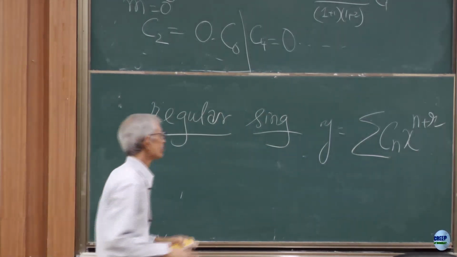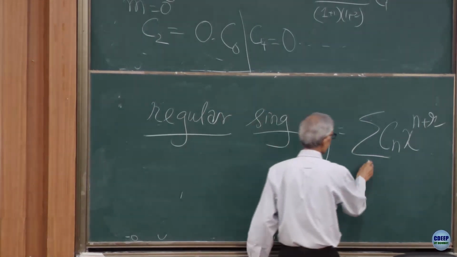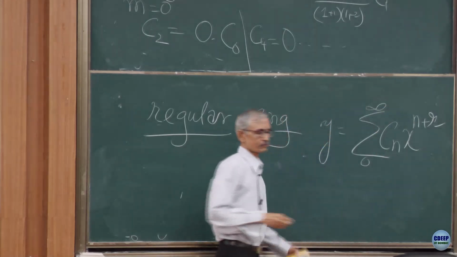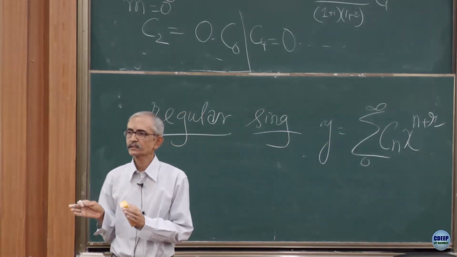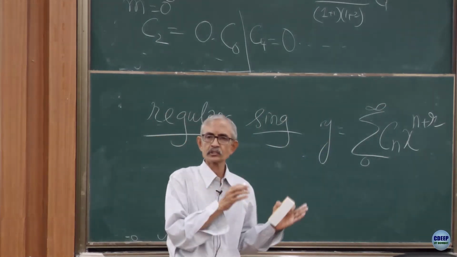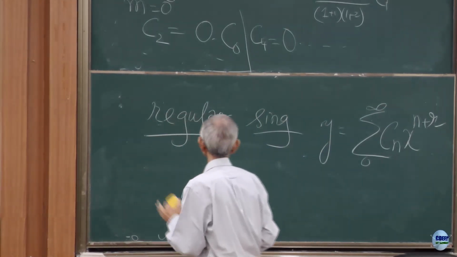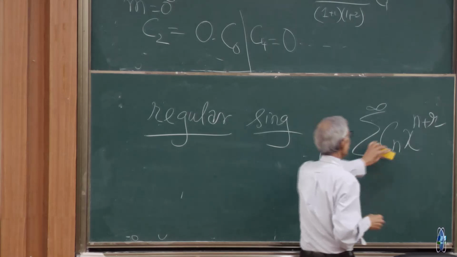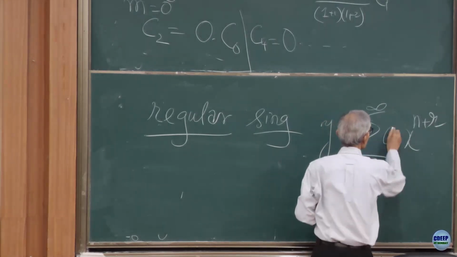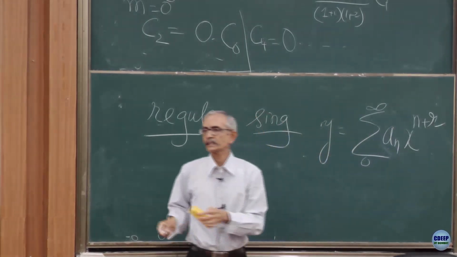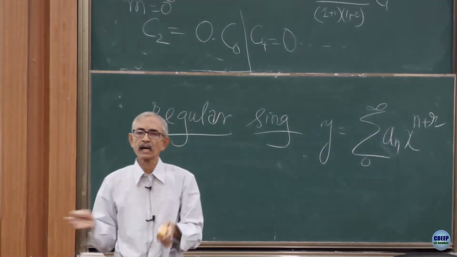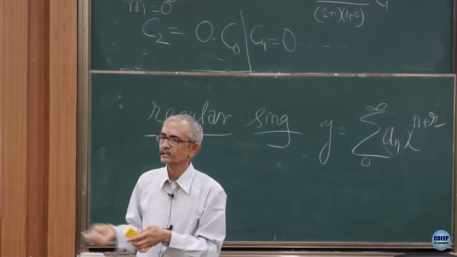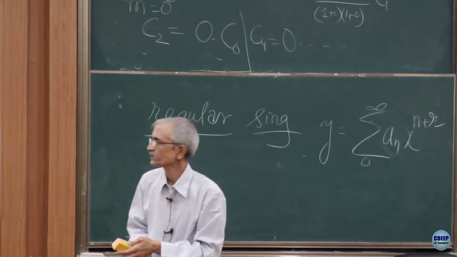So the Frobenius theorem tells me that, just like in the previous case where y is the summation of some an x to the n, now you say that it is an x to the n plus r. Now who gives us r? We will see in just 1 minute.